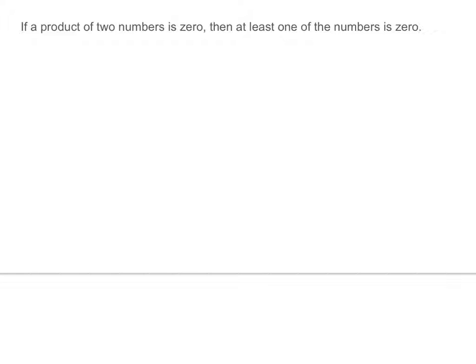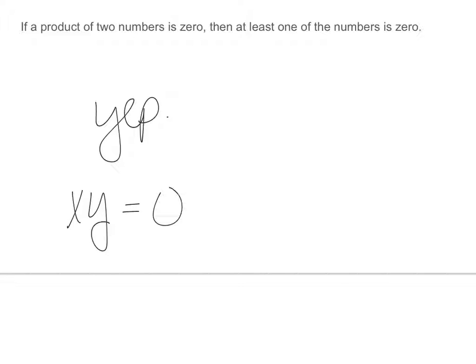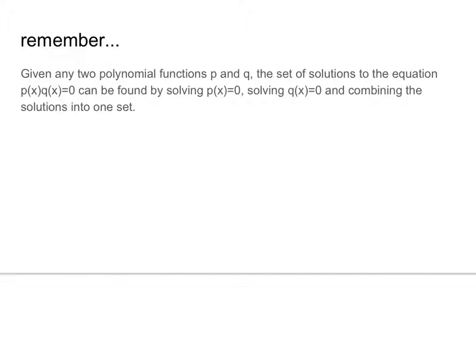If a product of two numbers is 0, then at least one of the numbers is 0. Yep, that's what we did in the beginning. xy equals 0. I can do any number times 0 equals 0, or 0 times any number equals 0. Remember, given any two polynomial functions p and q, the set of solutions to the equation p of x times q of x equals 0 can be found by solving each separately and then combining the solutions into one set. And that's what we did.